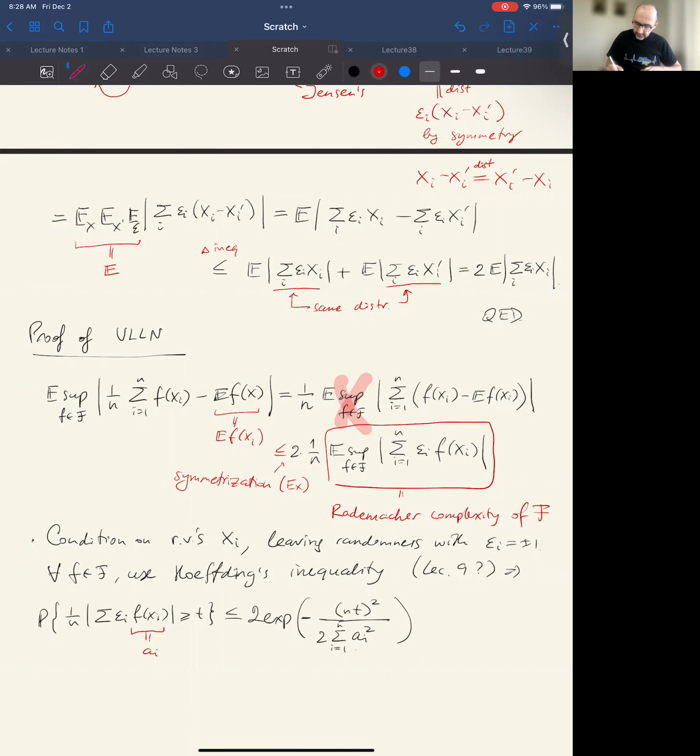Each of these numbers, ai's, is a Boolean function value, so it's in 0, 1. So the sum of these numbers squared is at most n. Each ai is either 0 or 1. Okay, great. We got a great bound. Can't be happier: nt squared over 2. What makes us happy here is n.